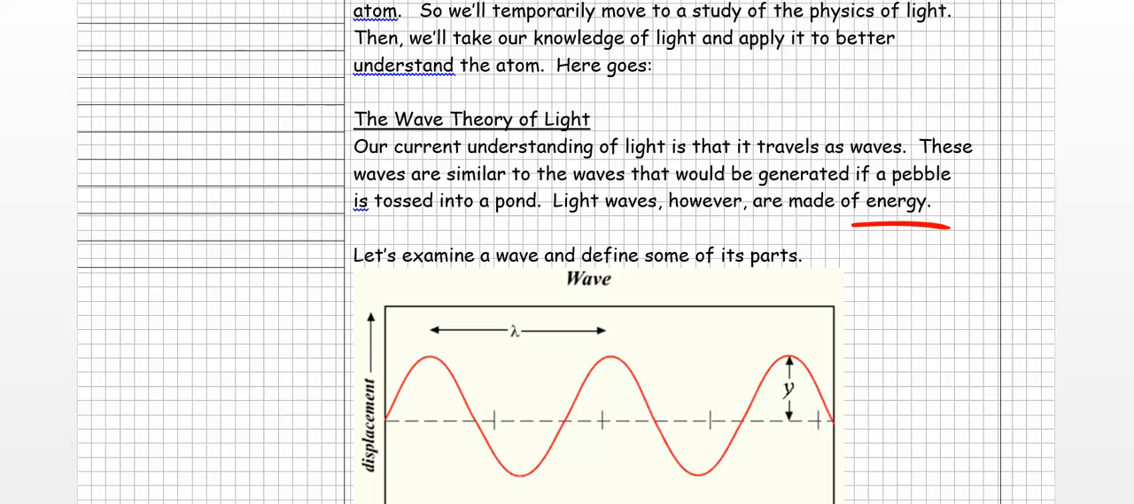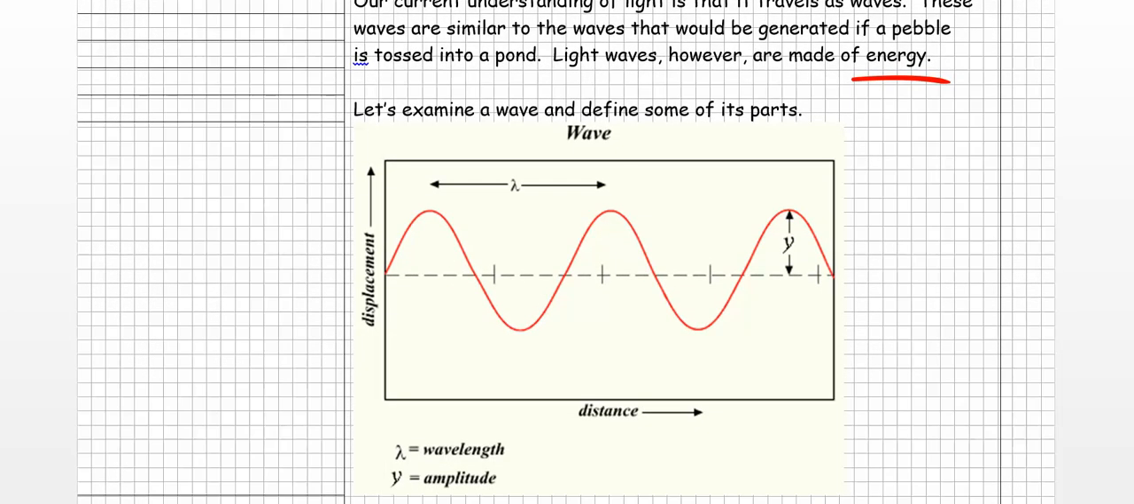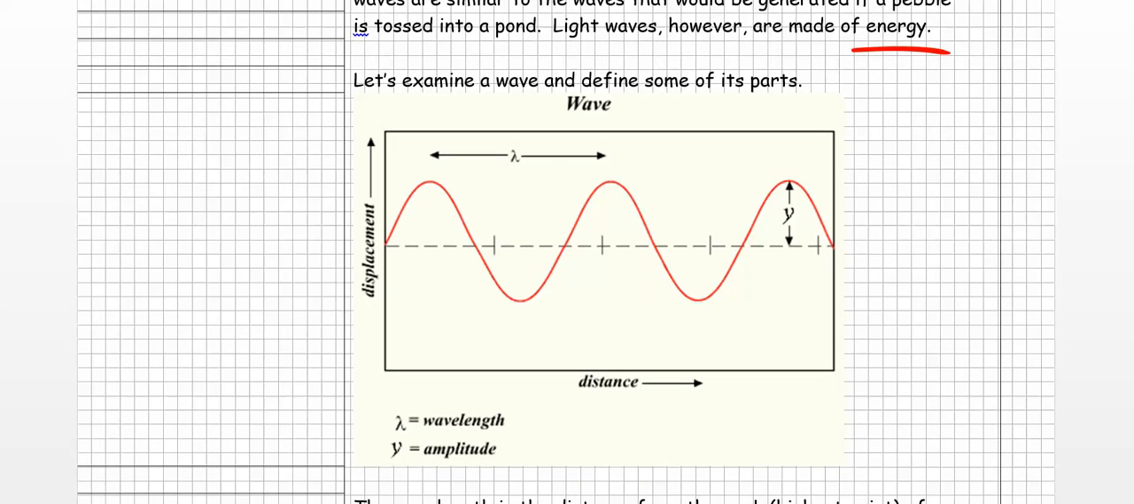Let's examine a wave and define some of its parts. So this is a wave, right? It's not unlike a wave that you might see at the beach, or you might see with young girls, or maybe even young girls and boys, jumping rope on an elementary school campus, right? Now, we're going to define some of these parts of the wave.